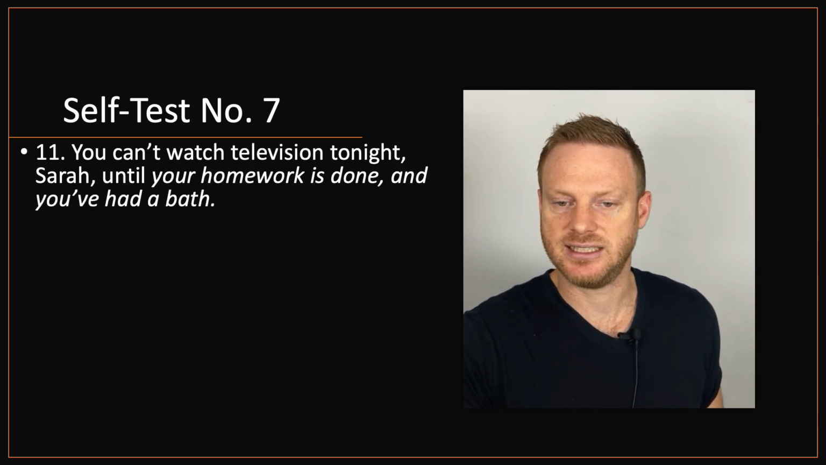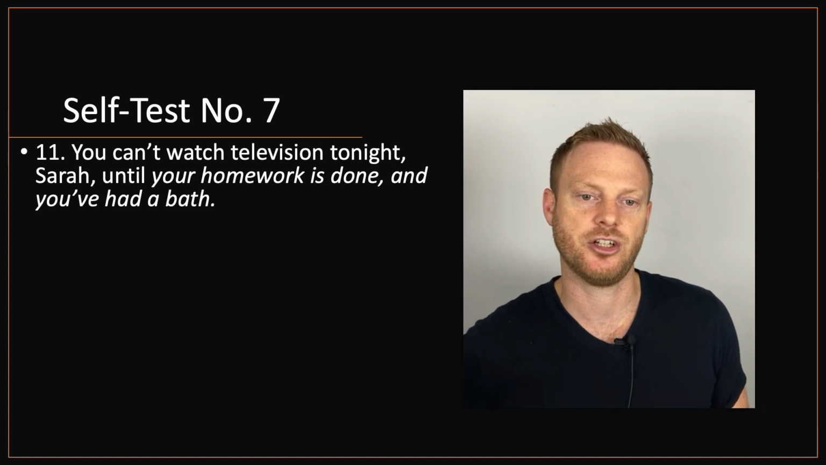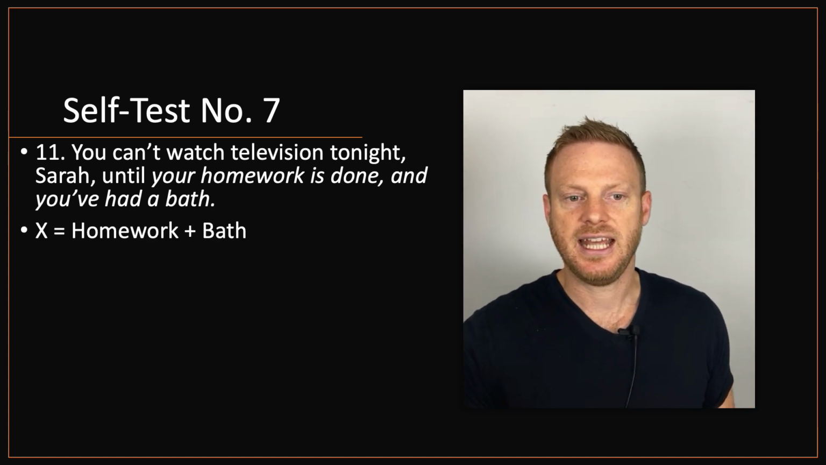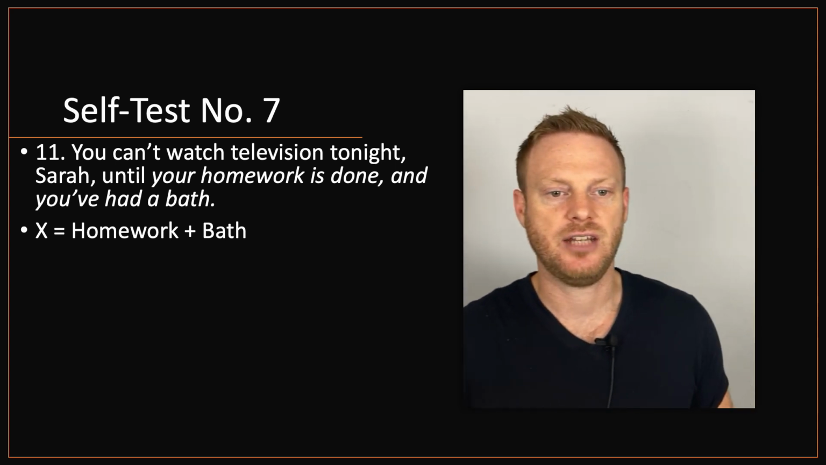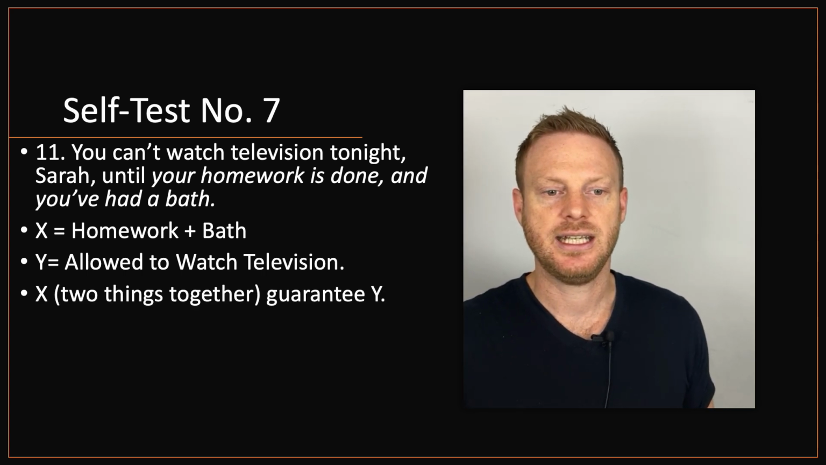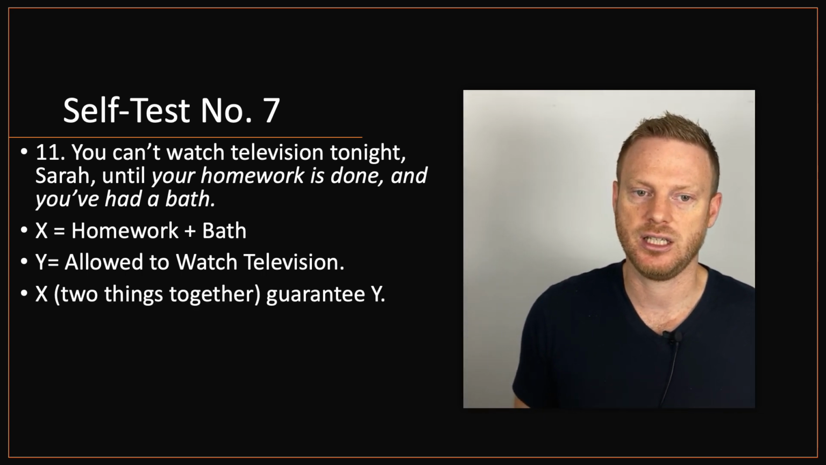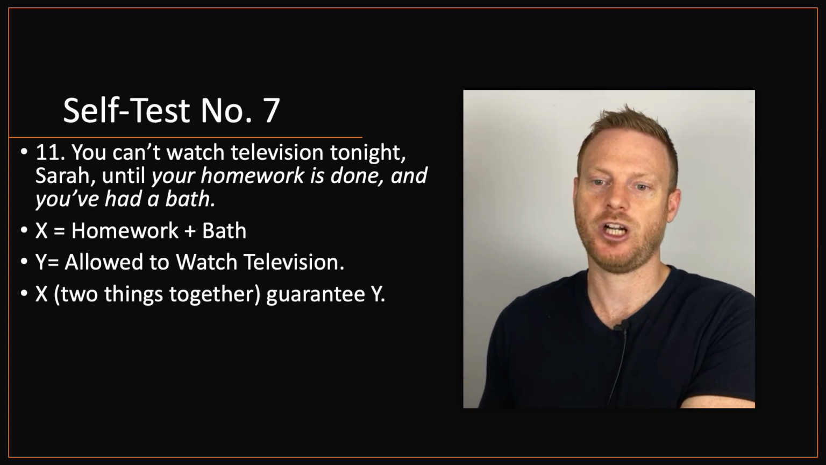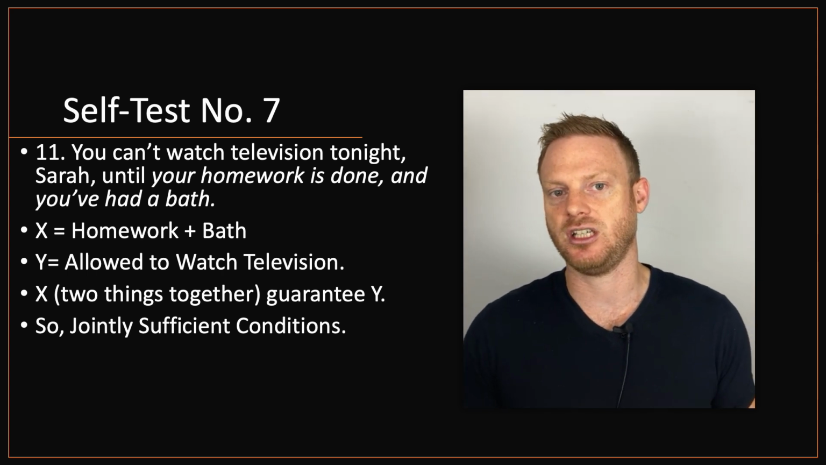Here's my last example. You can't watch television tonight, Sarah, until your homework is done and you've had a bath. So X here means homework plus bath. You got to get that done. And if you get that done, then you can watch television. So Y would be allowed to watch television. Now the two things together are going to guarantee Y, right? If your homework is done and you've had a bath, then you get to watch television. So they're what we call jointly sufficient conditions.